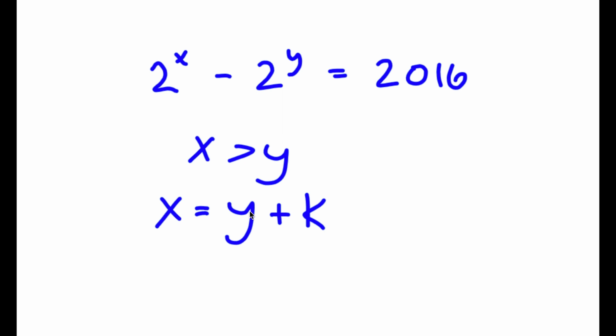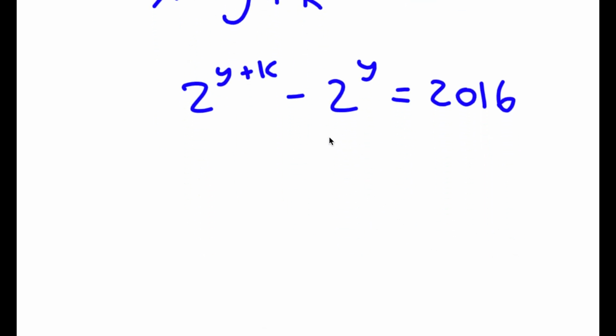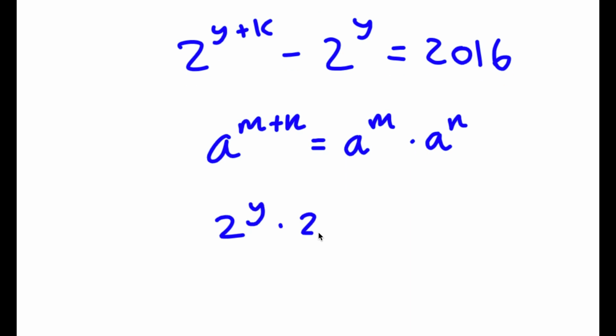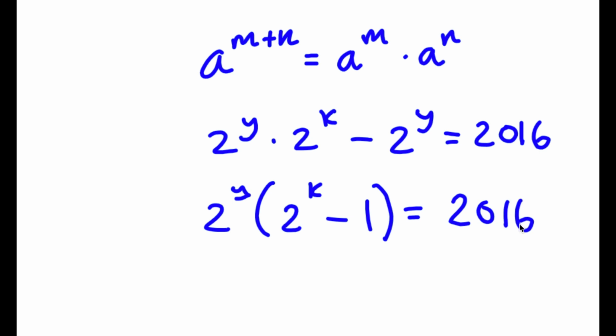So now, if I replace x with y plus k, I get 2 to the power of y plus k minus 2 to the power of y is equal to 2016. Now, if I have something in the form a to the power of m plus n, this is equal to a to the power of m times a to the power of n. So 2 to the power of y plus k, that's going to equal 2 to the power of y times 2 to the power of k. Now I have this minus 2 to the power of y is equal to 2016. Now I can factor out 2 to the power of y. So I have 2 to the power of y times 2 to the power of k minus 1 is equal to 2016.